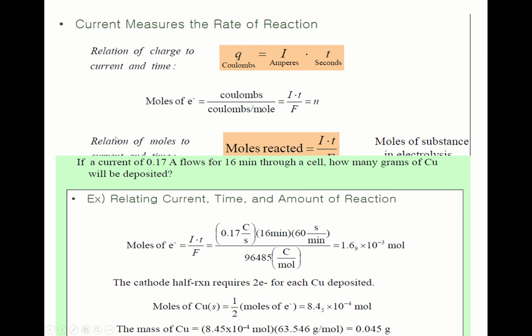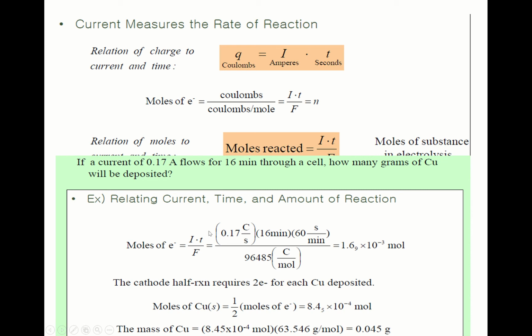So this is the relation of moles to the Faraday constant. This is very important. If the chemical reaction has one electron, then this is one, and if it has n electrons, then you have to divide by nF.